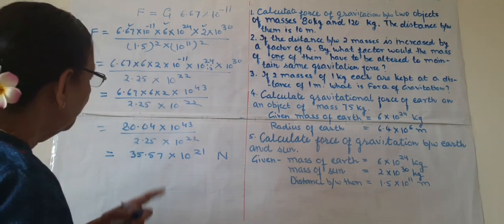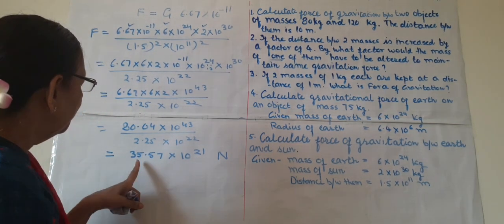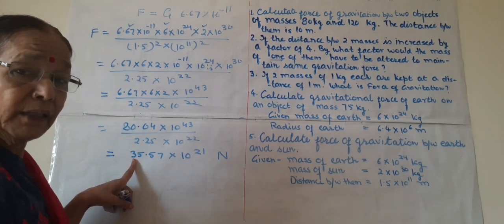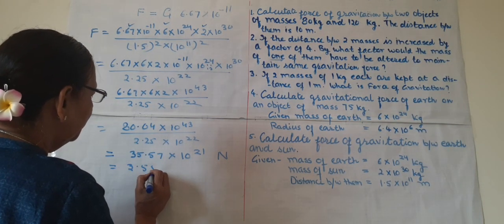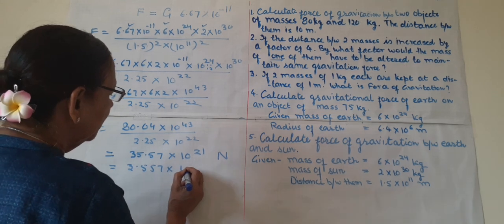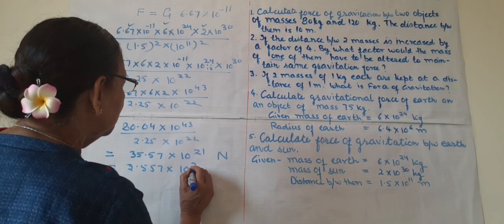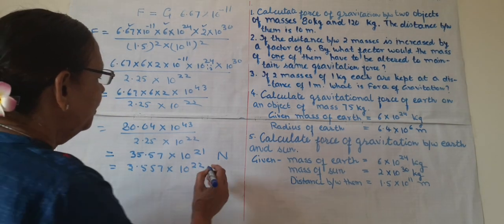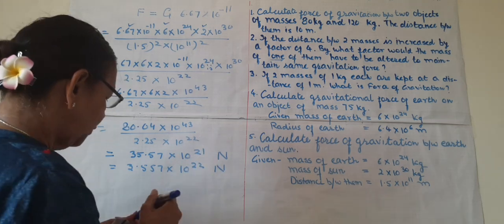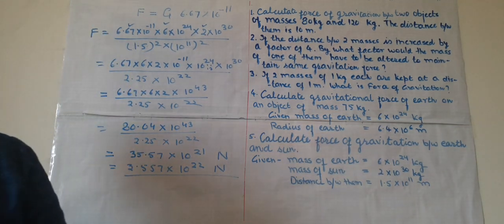But as I have told you, when we write index notations like this, we put the decimal after the first digit. So it should be shifted here, 3.557. Now this one digit will be added in this, and now this will be 3.55 into 10 raised to power 22 Newton. So this will be the answer.